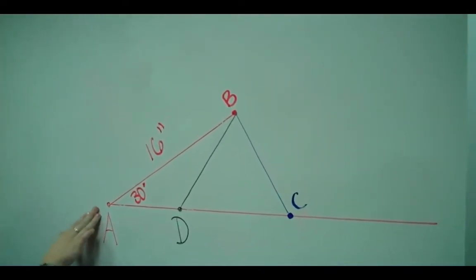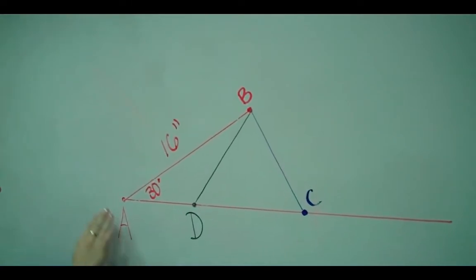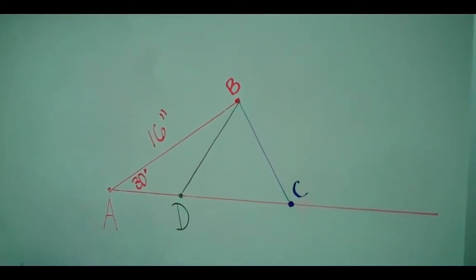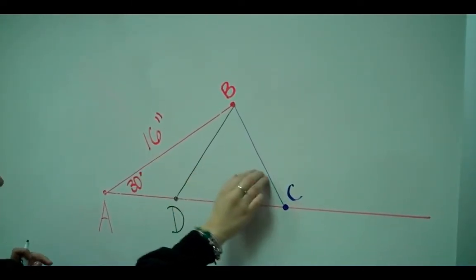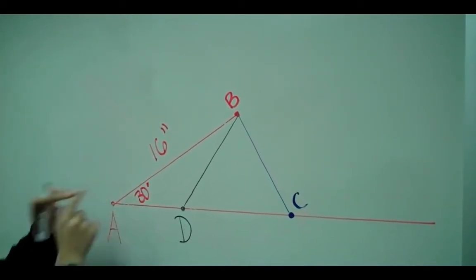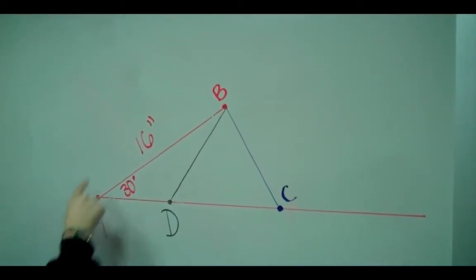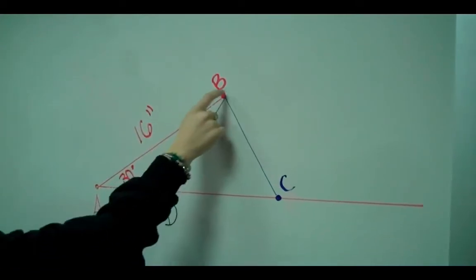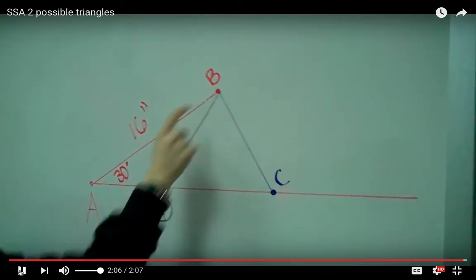Note that triangles ABC and ABD have two sides and one angle measure the same, but can form two distinct triangles that are not congruent. Directions for two possible triangles that are not congruent.